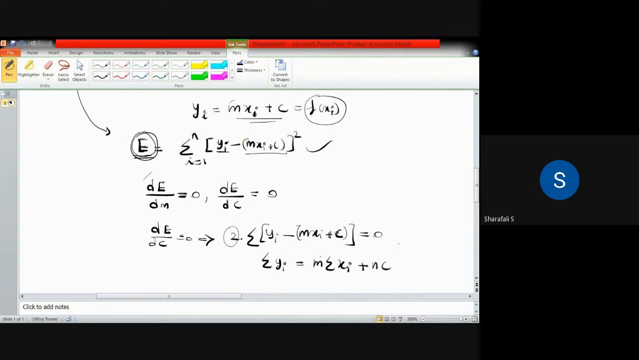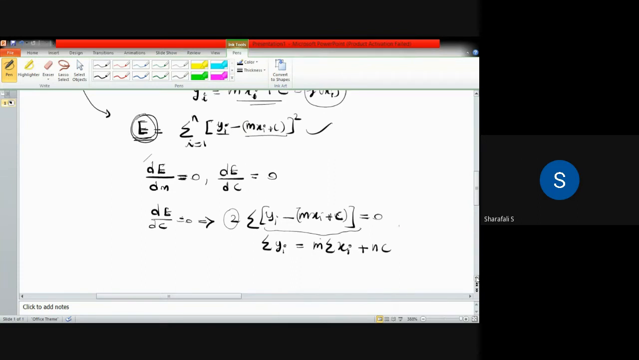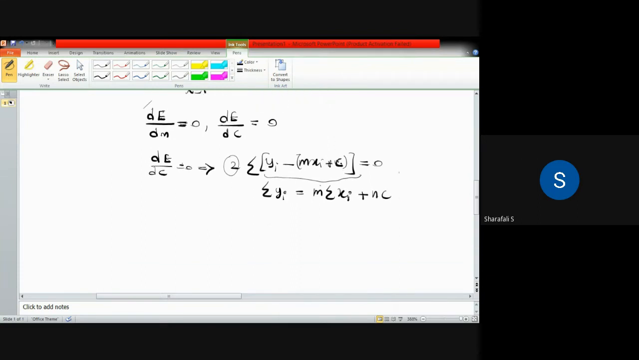So these two we don't have to consider, because this term has to become 0 under this condition. So yi minus mxi plus c has to become 0, and we just take this to the other side. Sigma also there, so sigma yi equals m into sigma xi plus nc. Why nc? This will run from i equal to 1 to n, so we will be having nc.